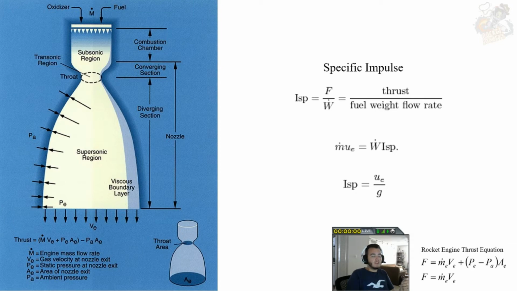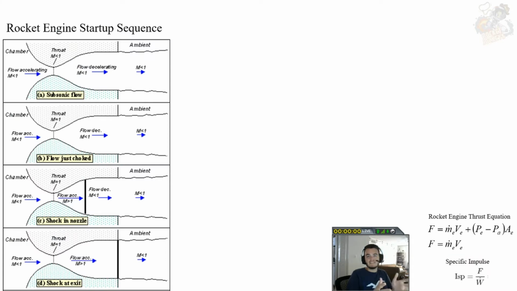Moving on to our next topic, we're going to be covering the different conditions that a rocket engine goes through, both during startup and while operating, like its actual flight. So when a rocket starts flying, we're going to cover the different cycles that the rocket engine goes through as it's operating.